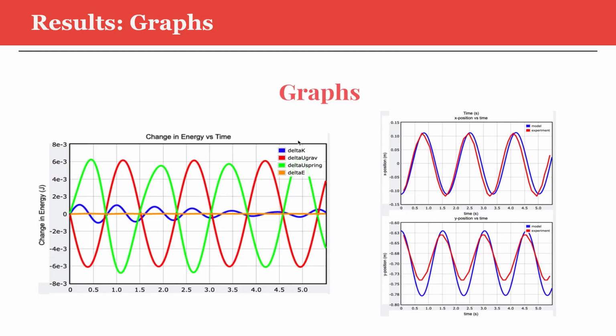Now, here are the graphs. The energy plot shows that spring and gravitational potential energy are opposite. When one goes up, the other goes down. Delta K oscillates and the total energy stays flat at zero the whole time.